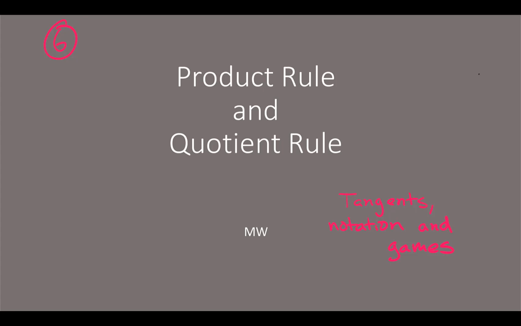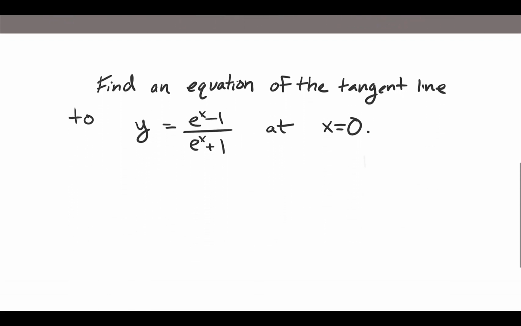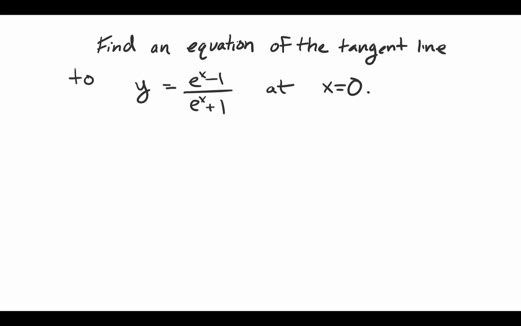I think this should about wrap it up. I want to just introduce some notation and talk about maybe tangent line. So let's just get after it. What we got? We want to just find an equation of the tangent line to y equals e to the x minus 1 over e to the x plus 1 at x equals 0.